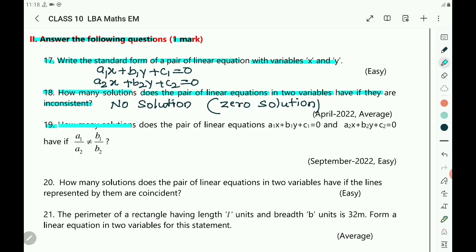Question 19: how many solutions does the pair of linear equations a1x plus b1y plus c1 equals 0 and a2x plus b2y plus c2 equals 0 have if a1 by a2 is not equal to b1 by b2? One solution or unique solution. If a1 by a2 is not equal to b1 by b2, the number of solutions is one, or unique solution. Right? One solution, or you write unique solution.